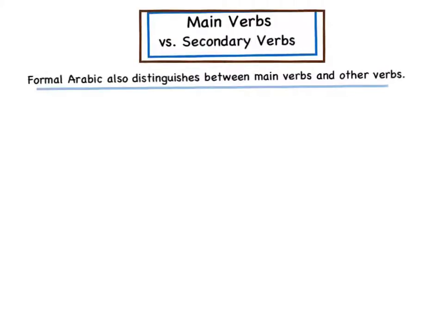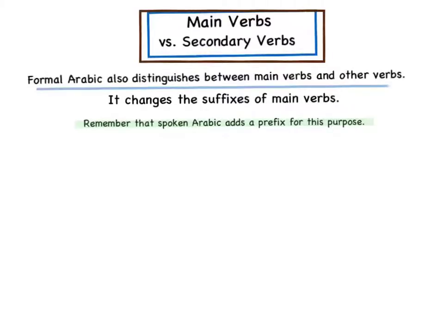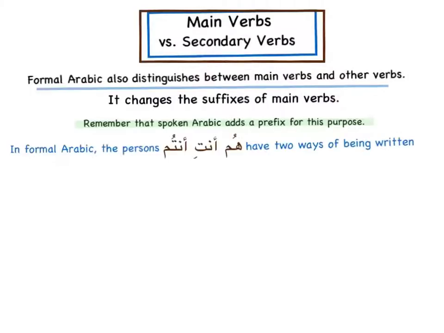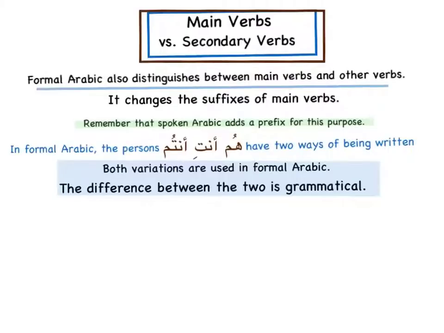Main verbs versus secondary verbs. Formal Arabic also distinguishes between main verbs and other verbs. It does so by changing the suffixes of main verbs, as opposed to spoken Arabic, which adds a prefix for this purpose. In formal Arabic, the persons أنتم, أنتِ, هم have two ways of being written. Both variations are used in formal Arabic. The difference between the two is grammatical.